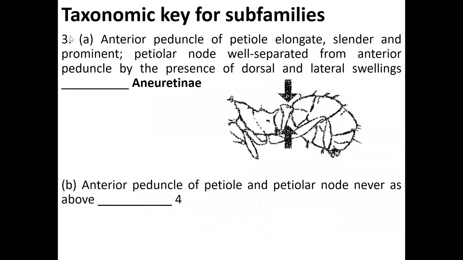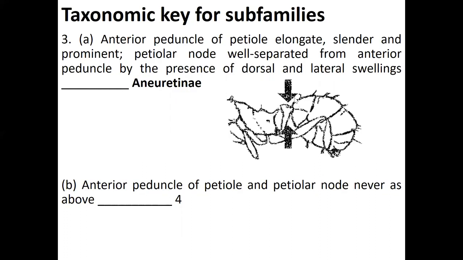Number 3. 3A, anterior peduncle of petiole elongate, slender and prominent, petiolar node well separated from anterior peduncle by the presence of dorsal and lateral swellings. Now in this figure, this part is the alitrunk and this part is the gaster. In between lies the what? The petiole.